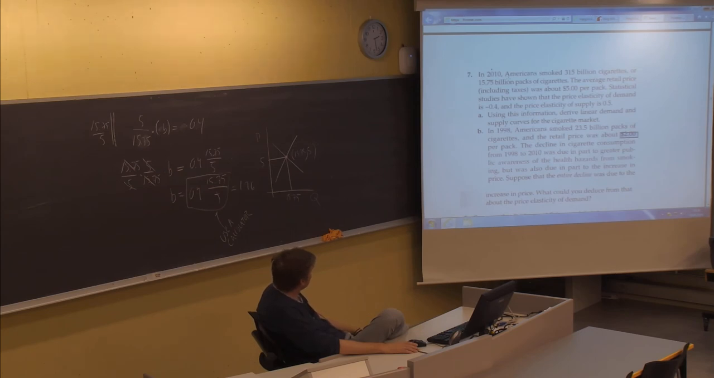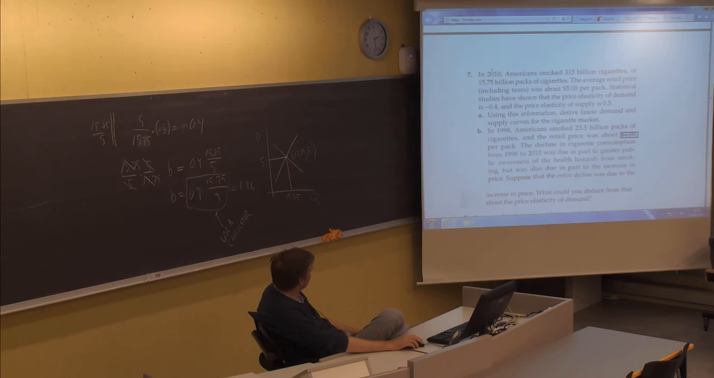The decline in cigarette consumption from 1998 to 2010 was due in part to greater public awareness of the health hazards from smoking, but was also due in part to the increasing price. So we got the explanation here, didn't we, in the exercise. Suppose that the entire decline was due to the increasing price. Okay, so now we make that assumption. So we say that, okay, we don't believe in these health campaigns. If Americans understood that cigarettes were dangerous in 98, they still understood the same in 2010, so it didn't really have any effect. But of course, this is not correct.